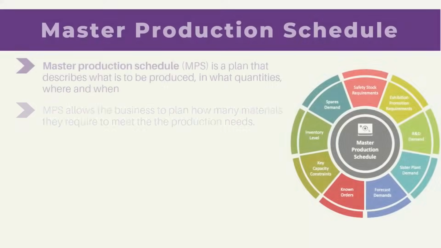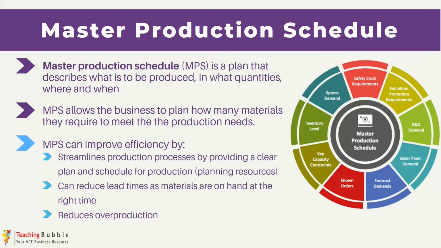Next, we have the master production schedule, which outlines what is to be produced, the quantities of each product that are going to be produced, along with where and when they will be produced.